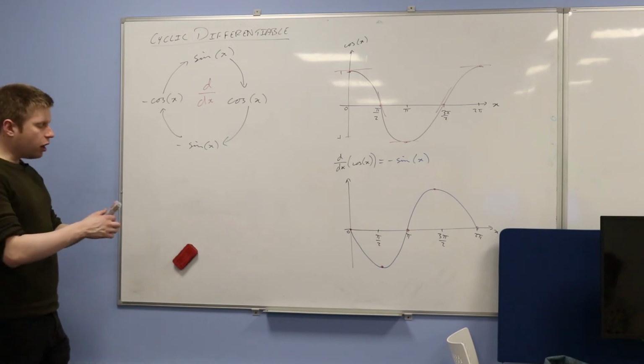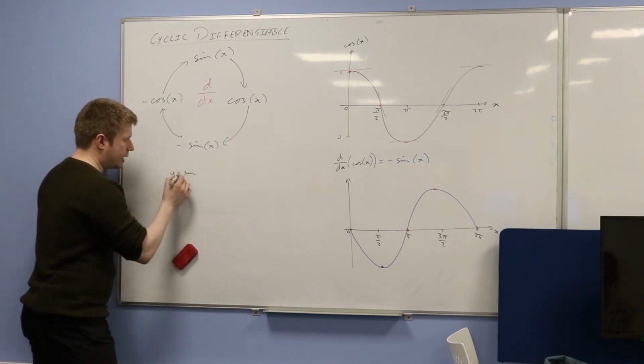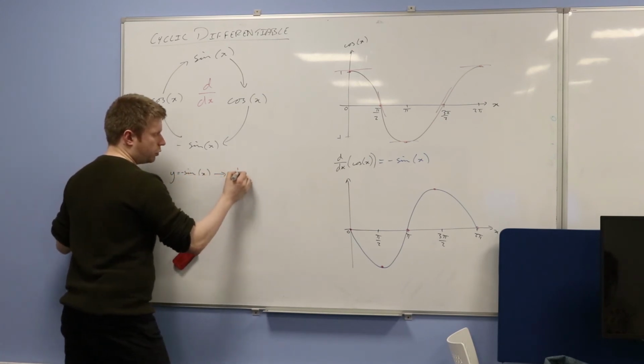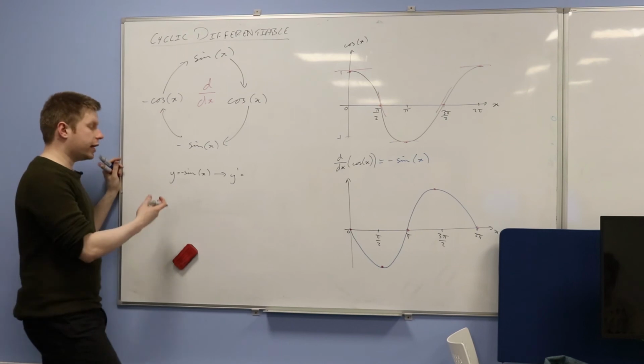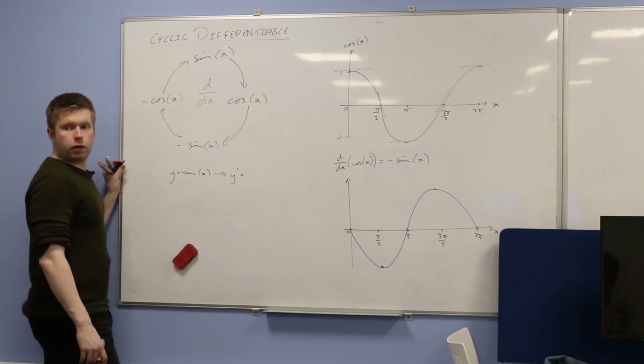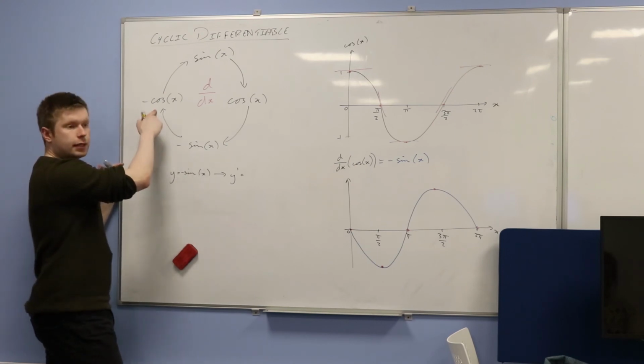Good. So if I asked you then to differentiate negative sine x, what would that be equal to? What's the derivative of negative sine x? It's negative cos x.